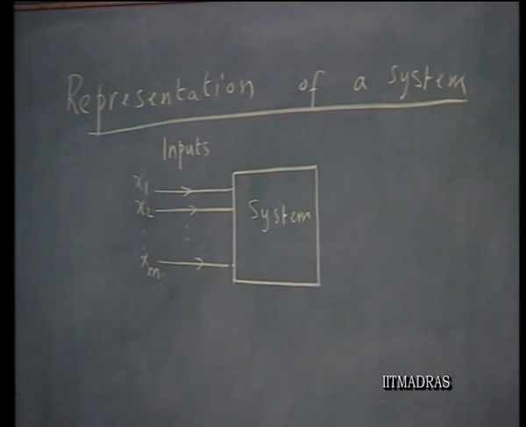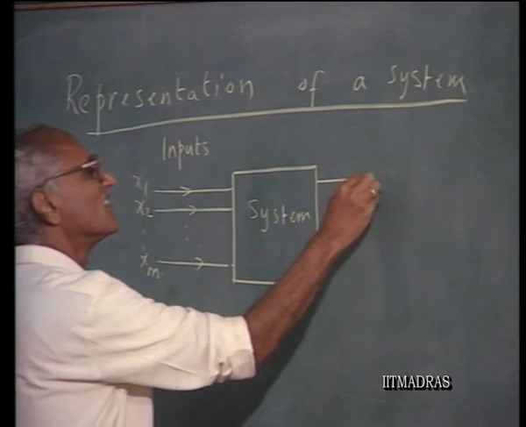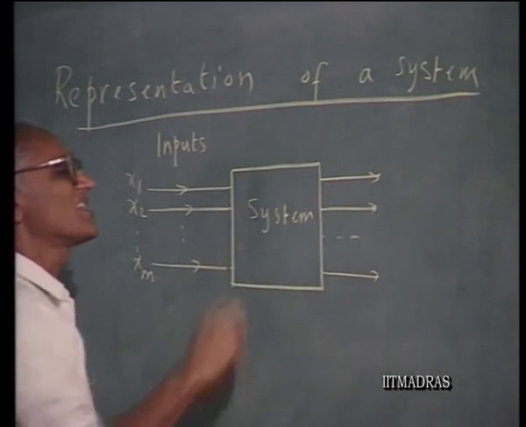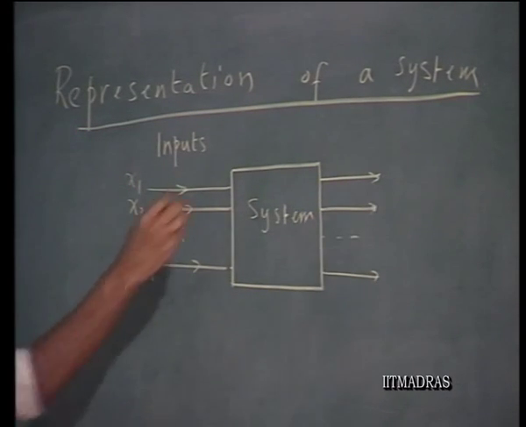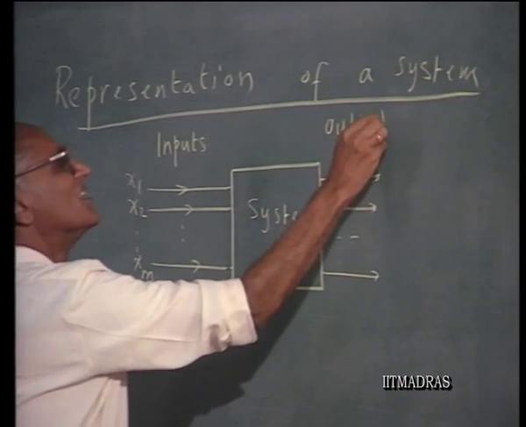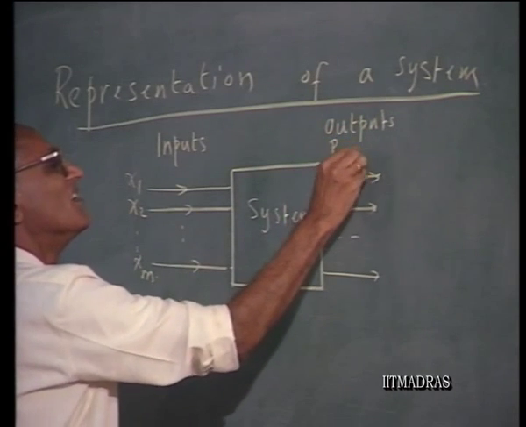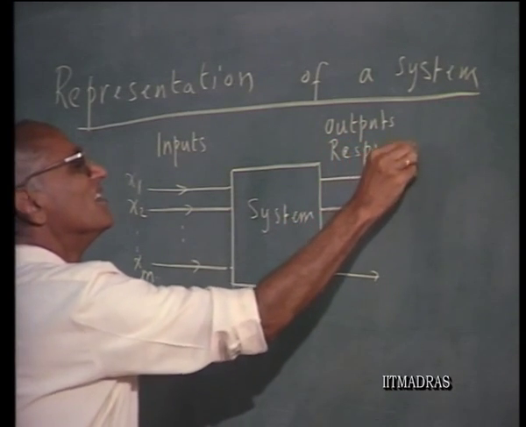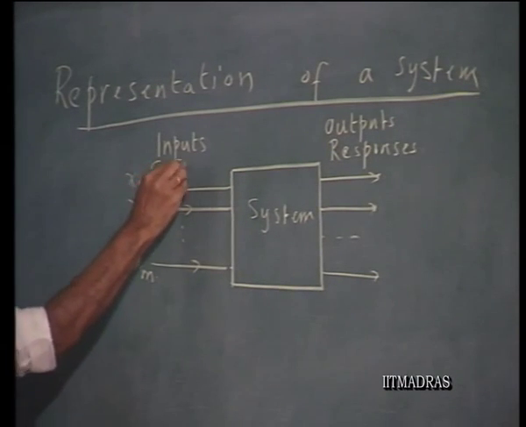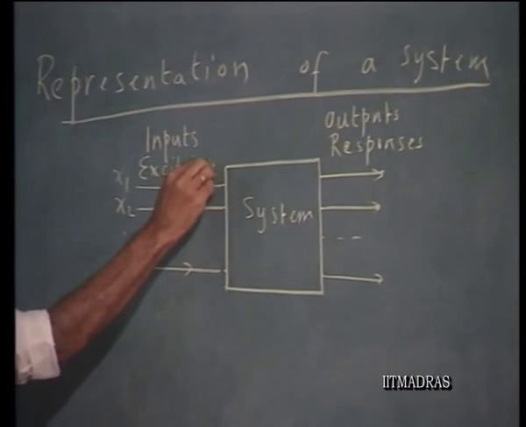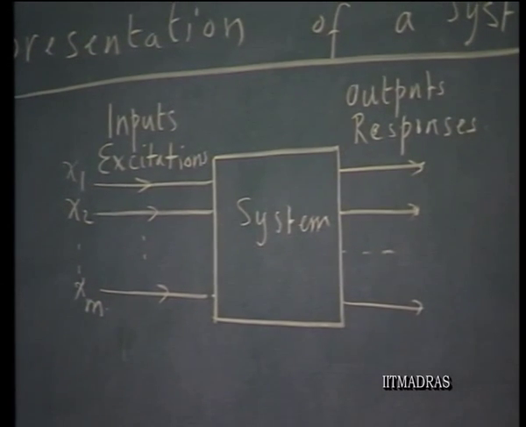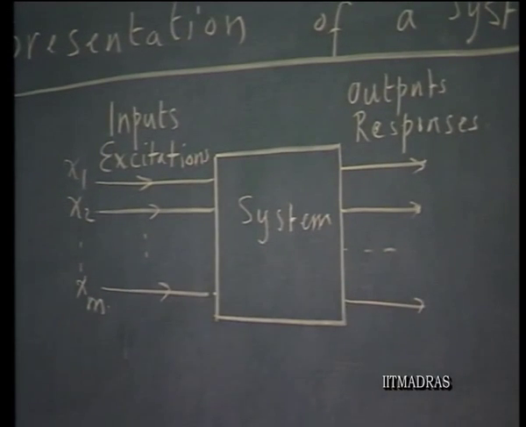And under the influence of these various inputs, there are certain responses in the system which we are interested in. These are called the outputs or responses. Similarly, the inputs are called excitations also. Other name is excitations. So we may say the system responds under the influence of an excitation, or the system gives an output under the influence of an input.